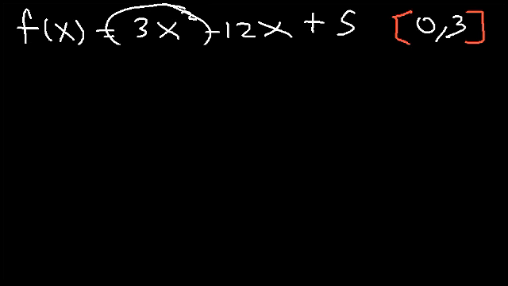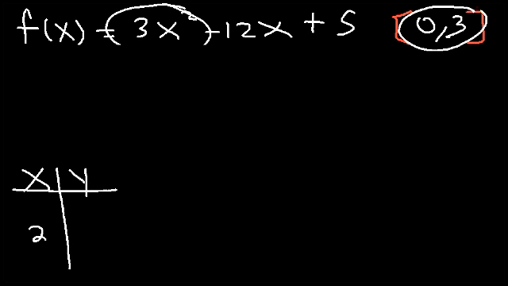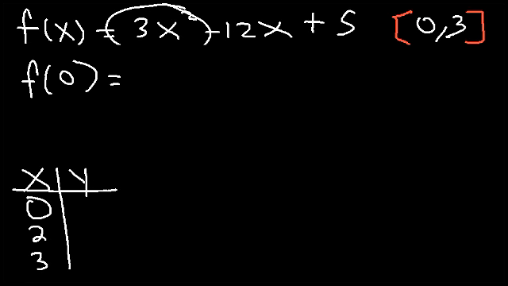Now that you have the critical numbers, make a table. You want to put the critical number in the table, and you also want to include the endpoints of the intervals. So that's an x value of 0 and 3. So now you want to find the y values at each of these x values.